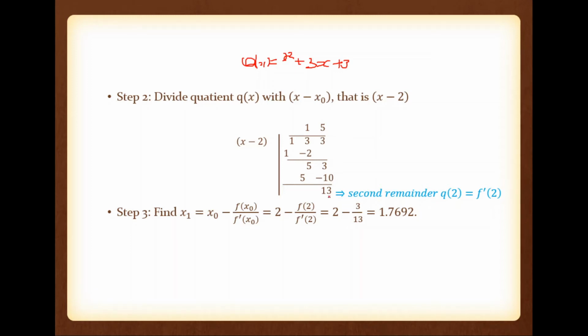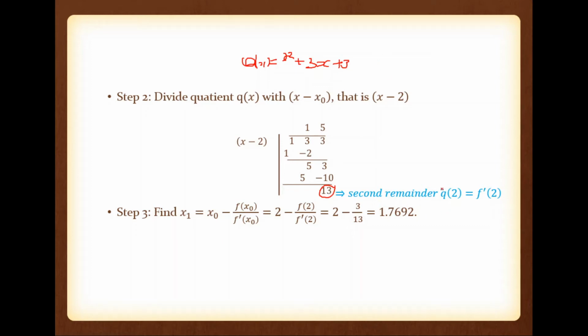Now the remainder is 13. So this 13 is known as the second remainder. We can write it as q of 2. So this is also equal to f dash of 2. Why? Substitute this 2 into this quotient q of x. So 2 square plus 3 into 2 plus 3, that is 13, right?